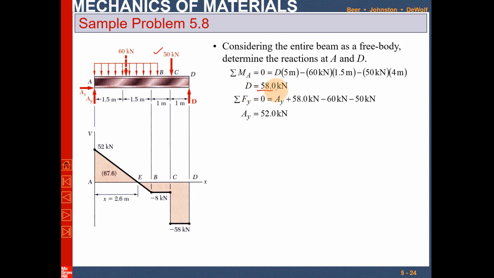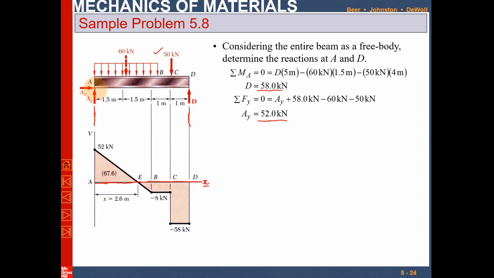We find out that D is equal to 58 kilonewton, and the reaction force at point A is 50 kilonewton. This is also solved here. Now how to draw the shear force diagram? Again you have to draw two vertical lines from the ends of the beam, and then you have to draw a horizontal line, and this horizontal line shows the length of the beam along the x-axis.